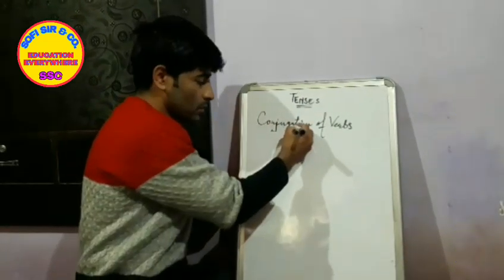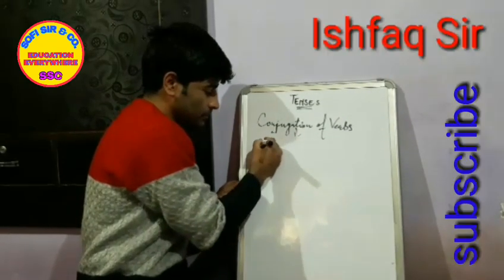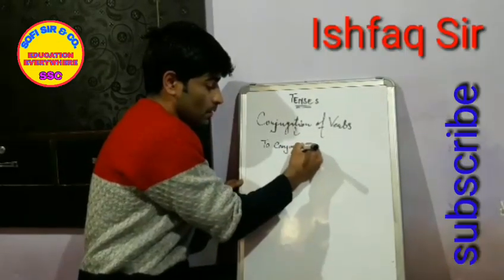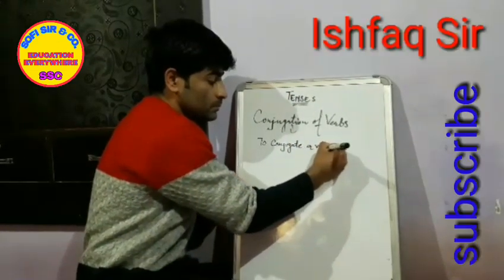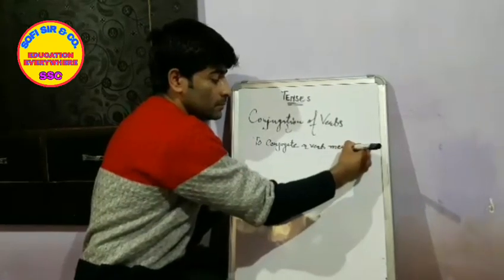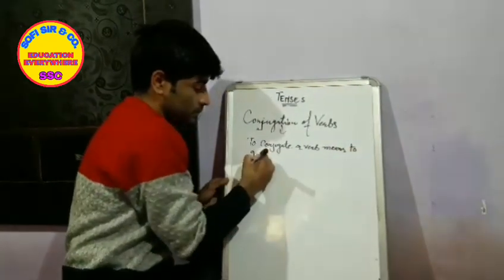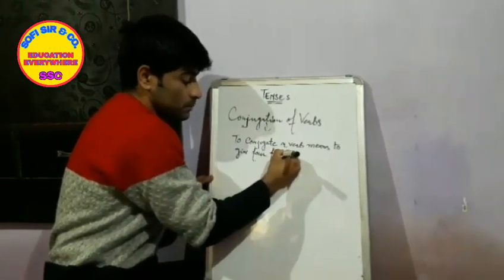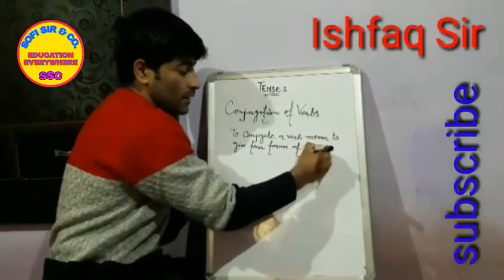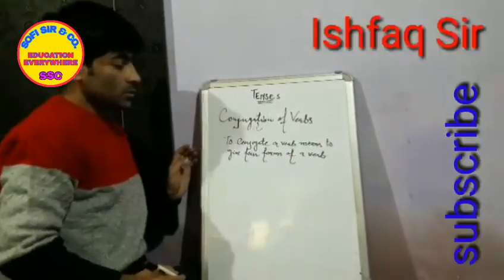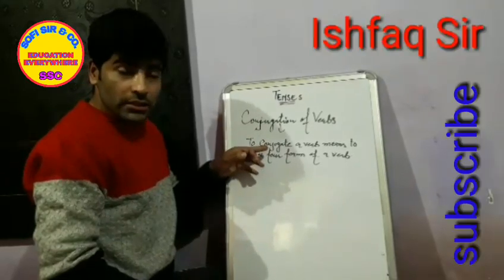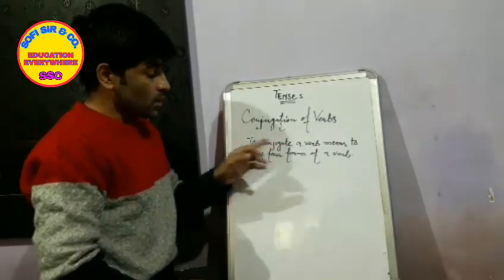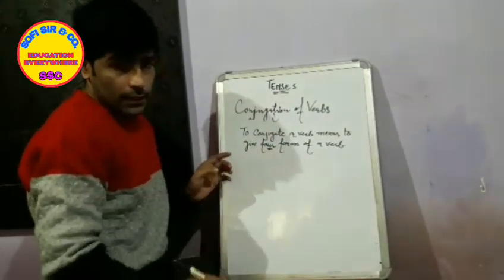To conjugate a verb means to give four forms of a verb. So dear students, remember what conjugation stands for. To conjugate a verb means to give four forms of a verb.